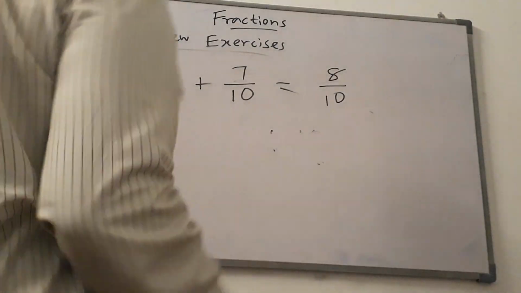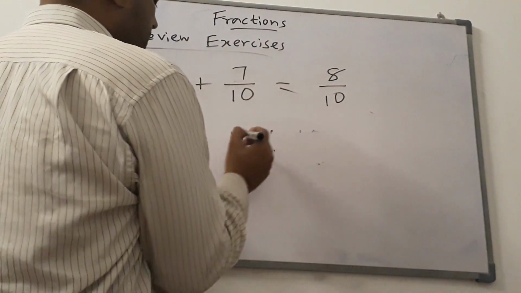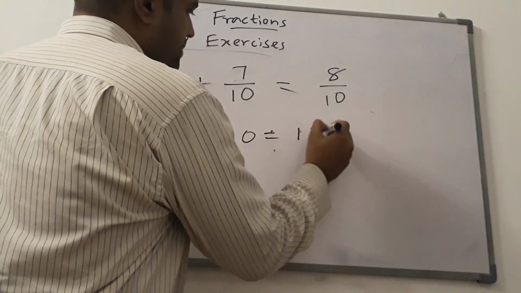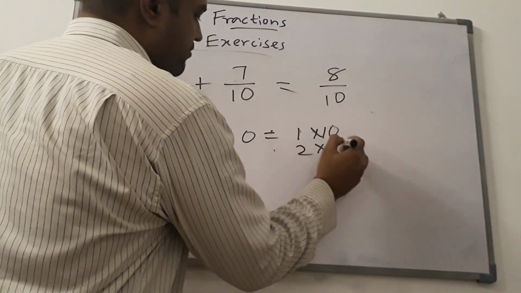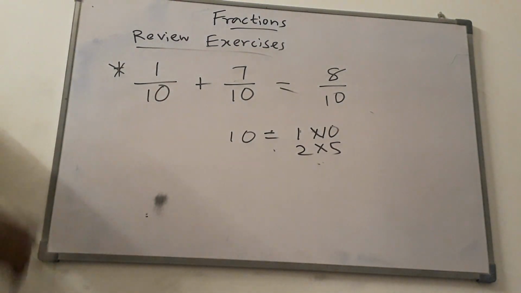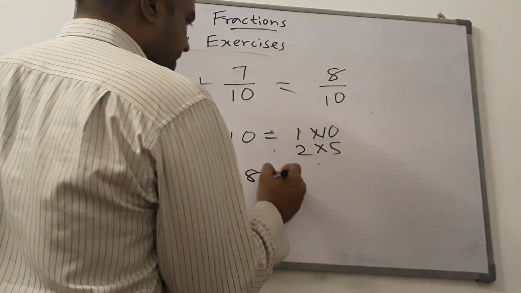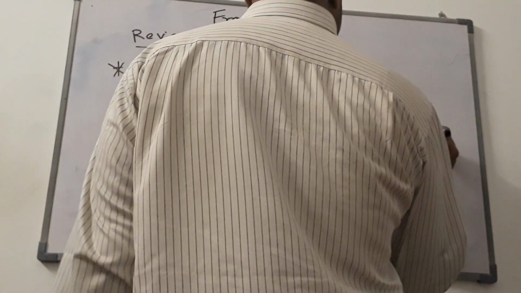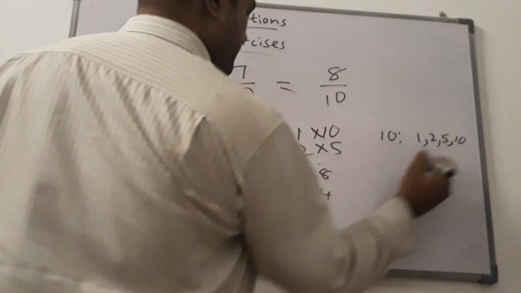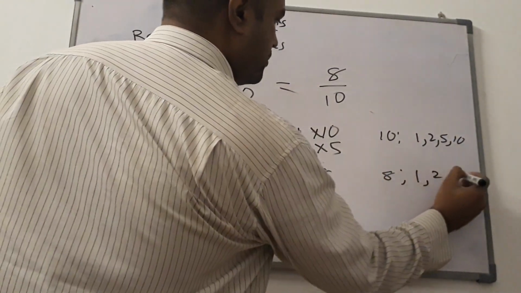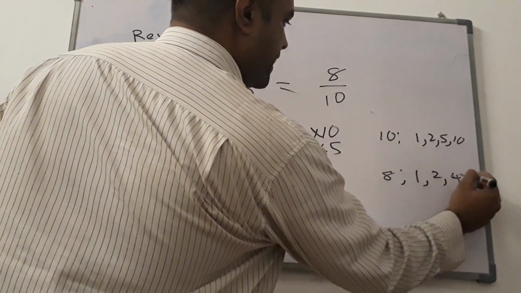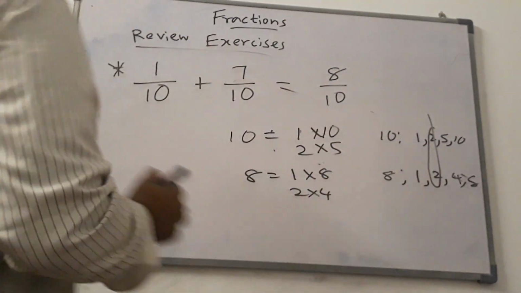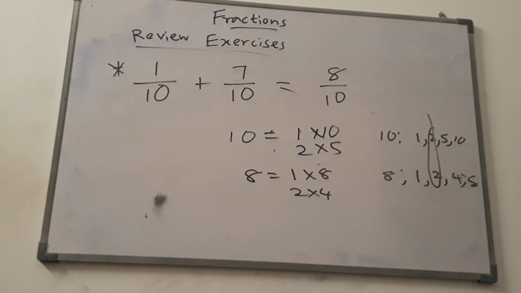Or we can say, 10 means 1 times 10, 2 times 5. More than that, there are no tables. Same as 8: 1 times 8 and 2 times 4. So for 10, the factors are 1, 2, 5 and 10. For 8, the factors are 1, 2, 4 and 8. Out of these, 2 is the highest common factor. 1 is also a common factor, but 2 is the highest.